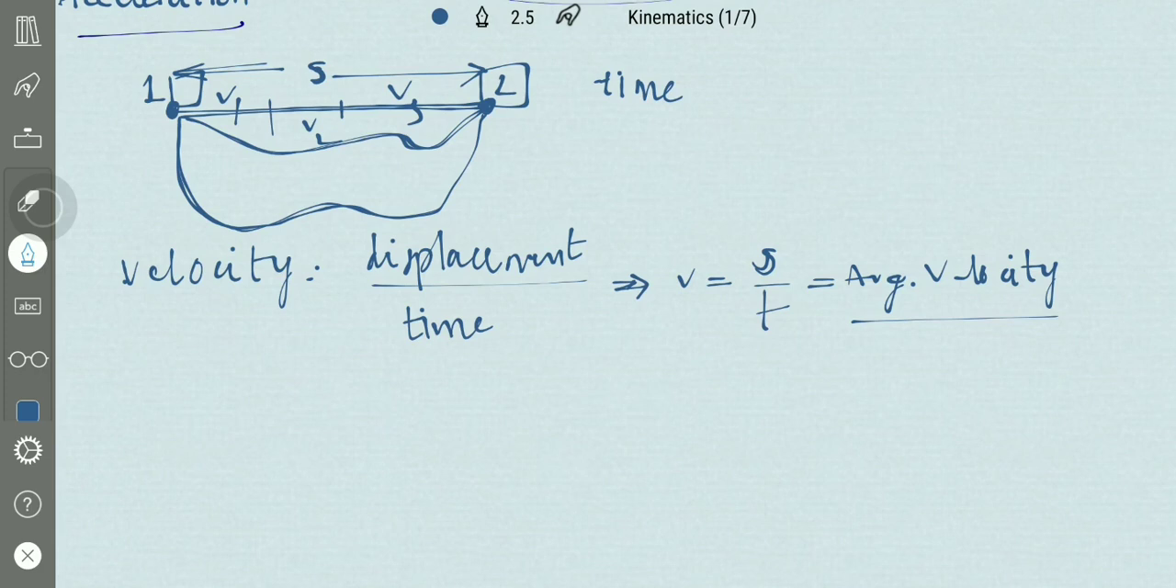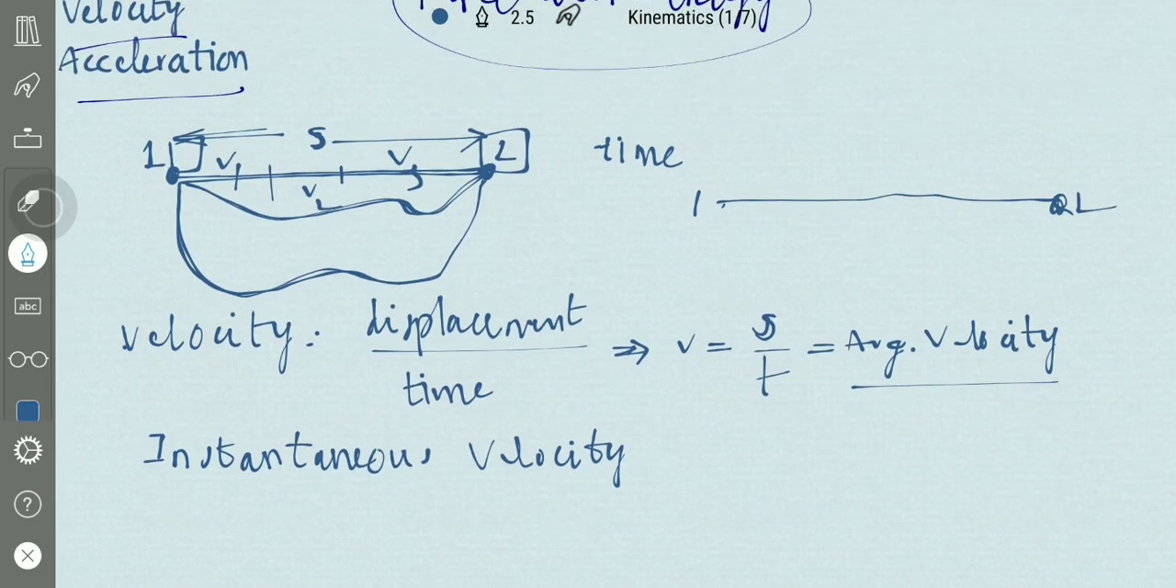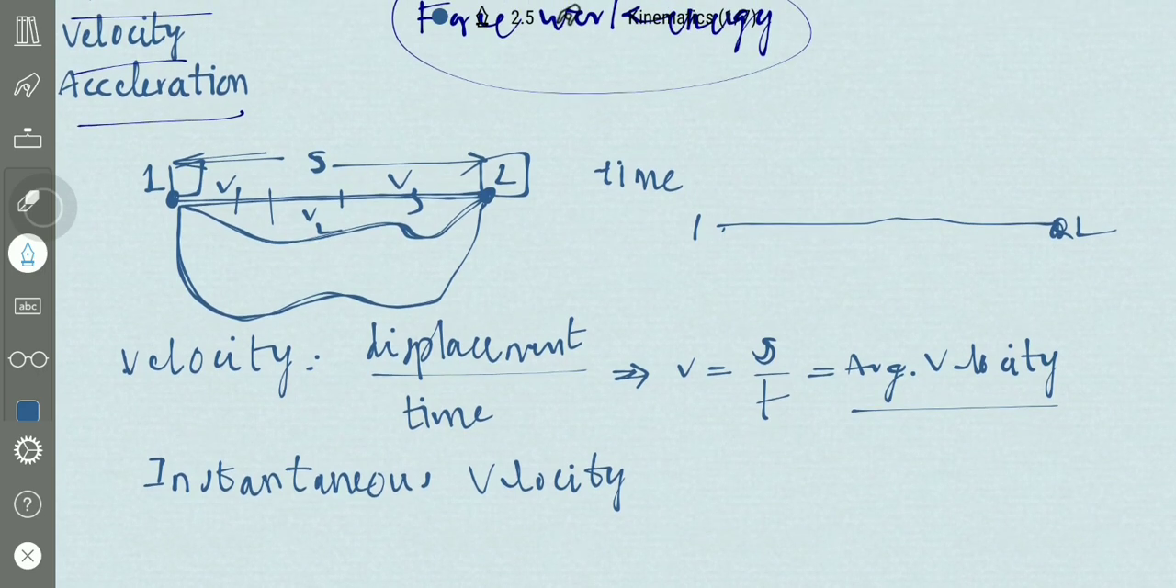So there is another one called instantaneous velocity. What is instantaneous velocity? The body may travel with acceleration or deceleration or whatever it may be. At a particular point, see, this is point 1, this is 2. The body may travel with an increasing acceleration. What is acceleration? The rate of change of velocity is called acceleration.